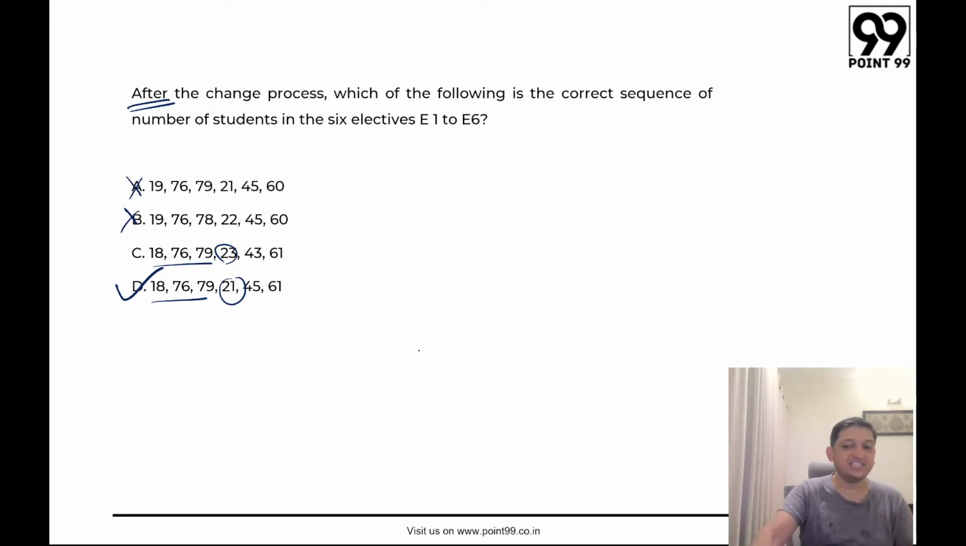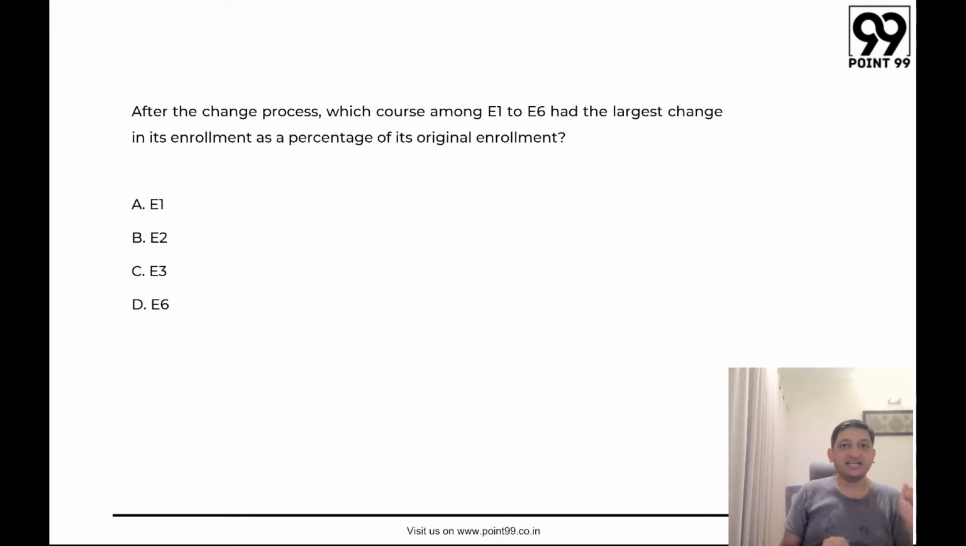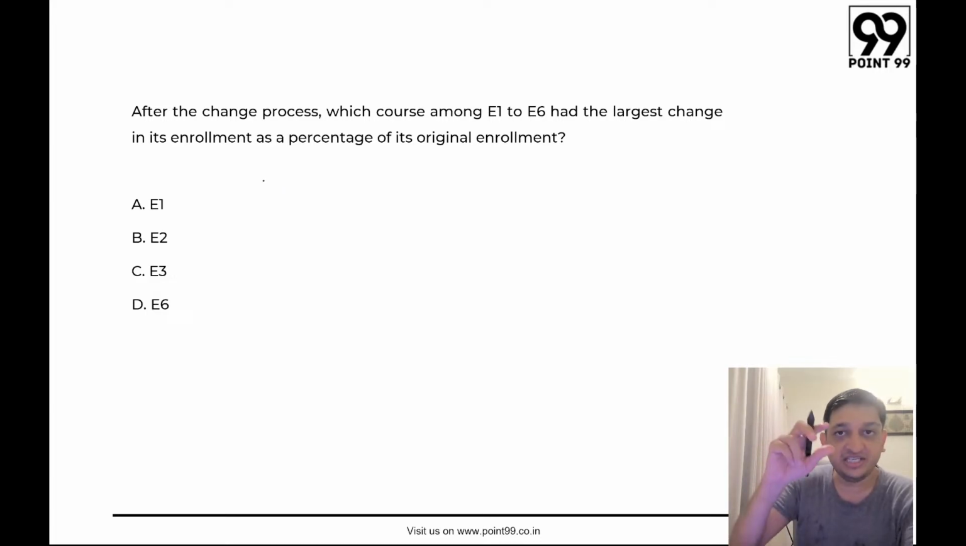And there is again once you do the table, it's a very straightforward question, तो ये वाला भी मैनेज हो जाना चाहिए। क्वेश्चन 3 देख लेते हैं। Which course among E1 to E6 had the largest change in its enrollment as a percentage of its original enrollment? So change upon before, ये numbers हमको compare करने हैं। Whichever has the largest change percentage, that will basically be your answer.